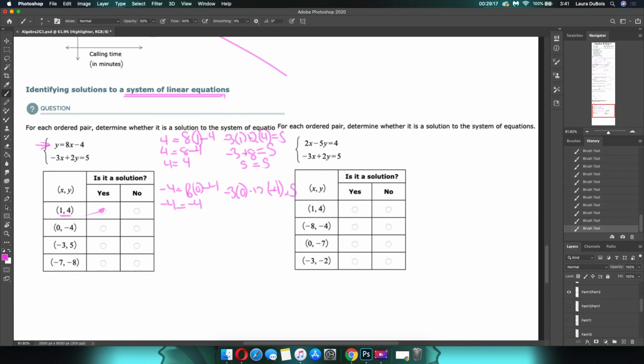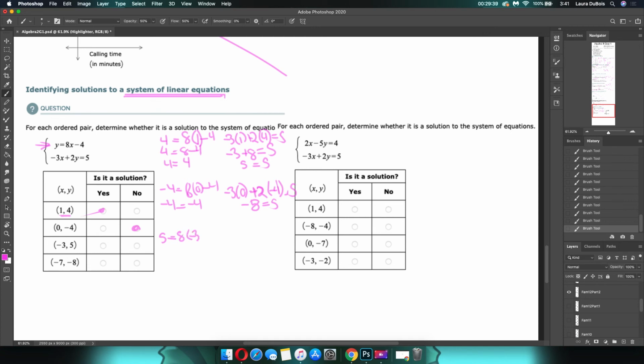Mostly legible? Negative, plus, that's a plus, and that's a 2. Okay, 3 times 0 is 0, 2 times negative 4 is negative 8, and does negative 8 equal 5? No, this is a no. Next up, does 5 equal 8 times negative 3 minus 4?